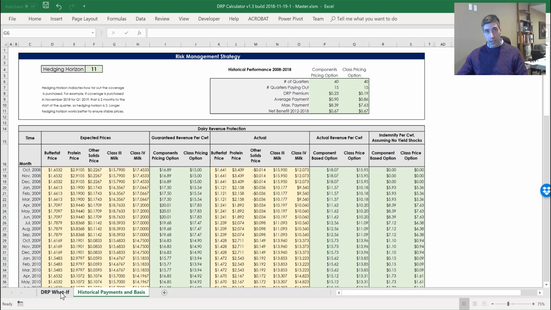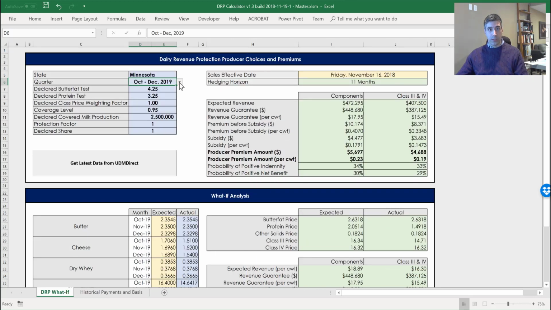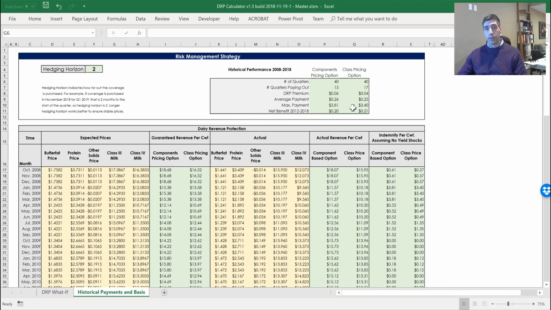If instead of going 11 months out, we go 2 months out, so that's right now January, March 2019, let's calculate the premiums. Premiums are much smaller. Instead of 20 cents, you pay 5 or 6 cents. But then take a look historically. Before, we had net benefit of 60 to 70 cents over the last 10 years. Here, it's only 20 cents. Before, there was actually a quarter in 2009 where your indemnities would be over $8. Here, there were absolutely no quarters with indemnities higher than even $4, $3.81.